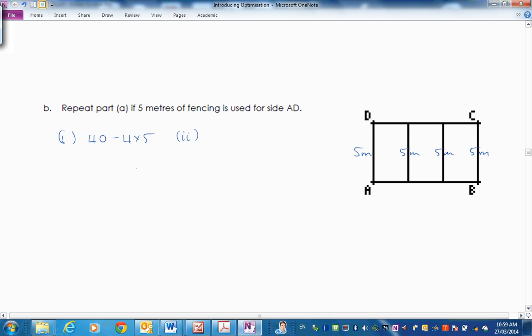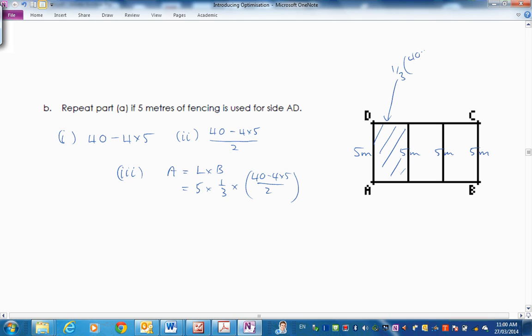Okay, and part 2. How long is AB? 40, take 4 lots of 5, and then it's going to be divided by 2. Well, what about the area? The area is length by breadth, which is going to be 5 by, we'll put a third in there, a third of the length, 40, take 4 by 5 over 2. Just remembering, the area is one of these, and this is a third of the whole length of the rectangle there.